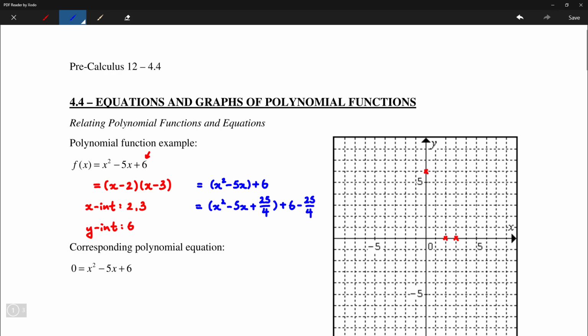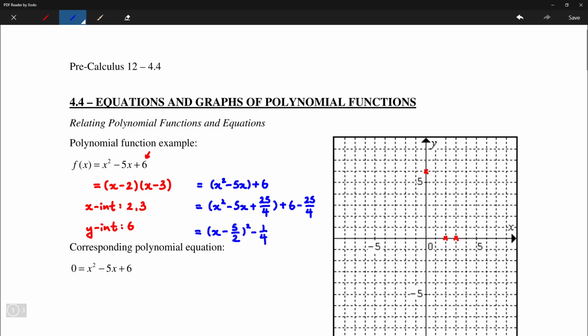the parentheses. In this case, the coefficient outside the parentheses is just 1, so we can just subtract 25 over 4. So from there, we can rewrite this first three terms as a perfect square. So this would be x minus 5 over 2 all squared. And then subtracting the fractions will leave us with negative 1/4.